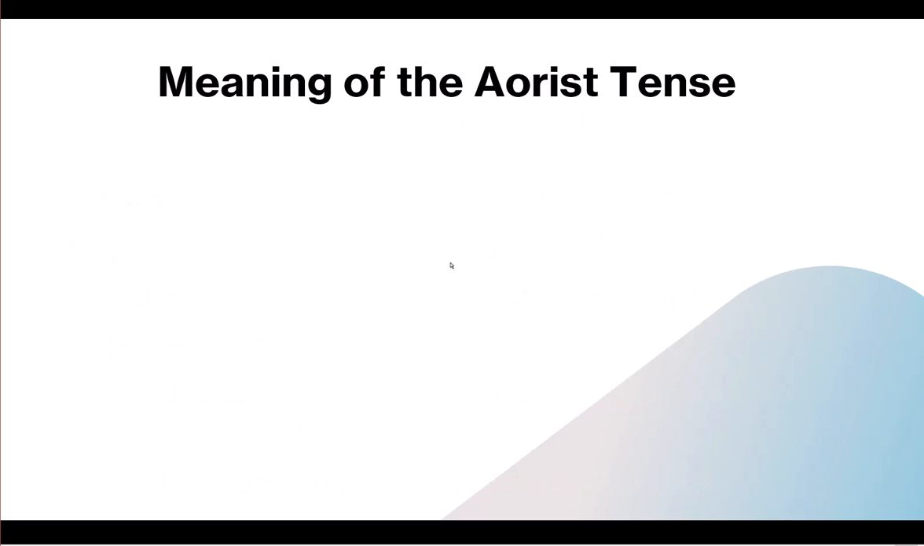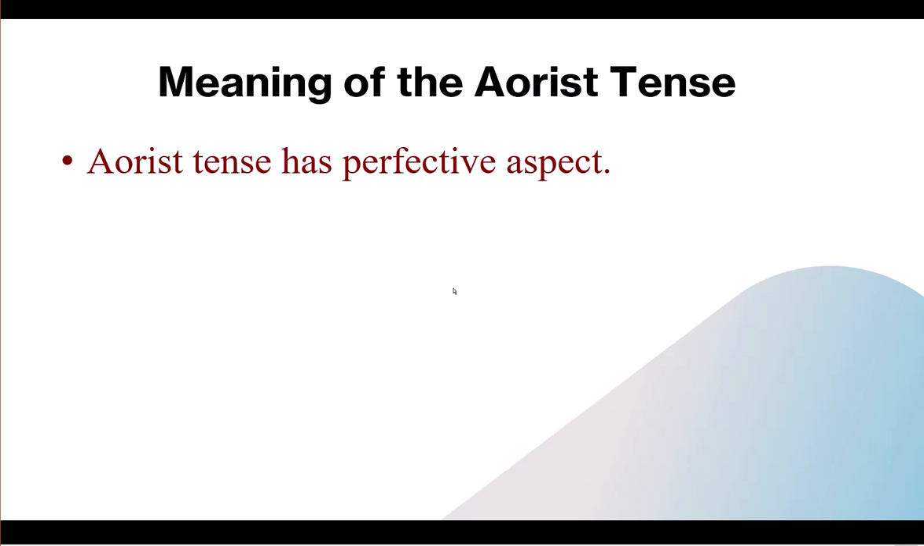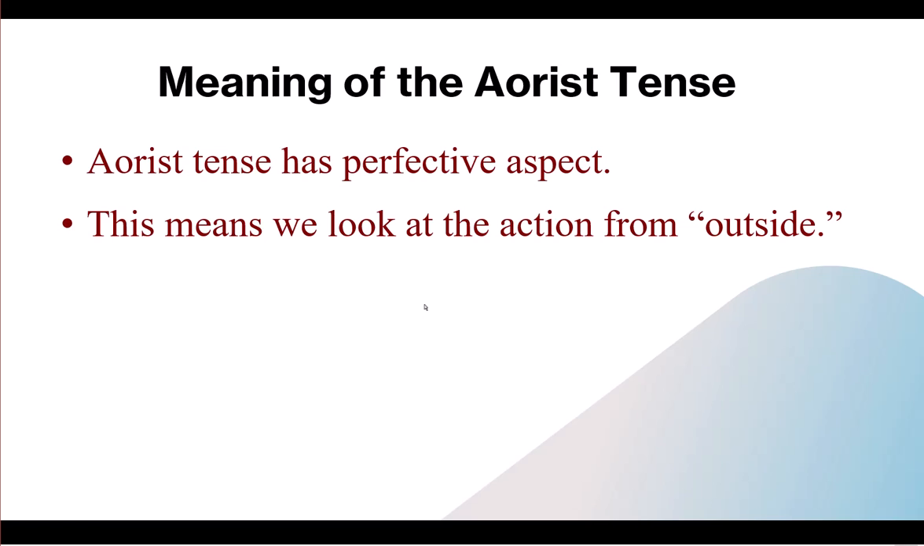So what is the meaning of the aorist tense? Well, aorist tense has perfective aspect, as we said last time. I noted that some grammars call this undefined or aoristic aspect, but in Mounce's grammar, he calls it perfective aspect, and we'll just stick with that. What that means is we're looking at the action from outside.